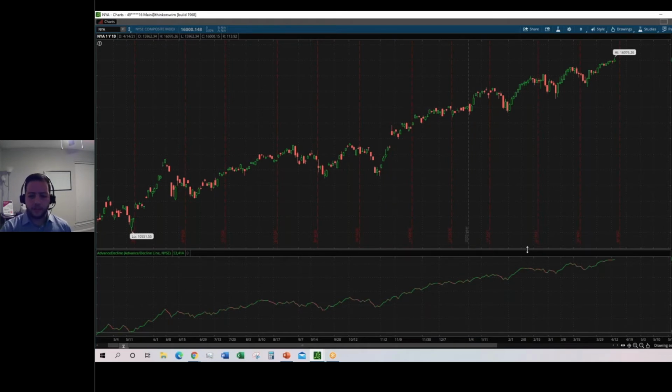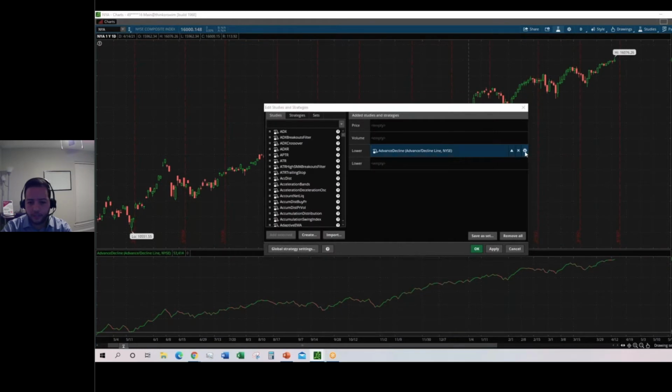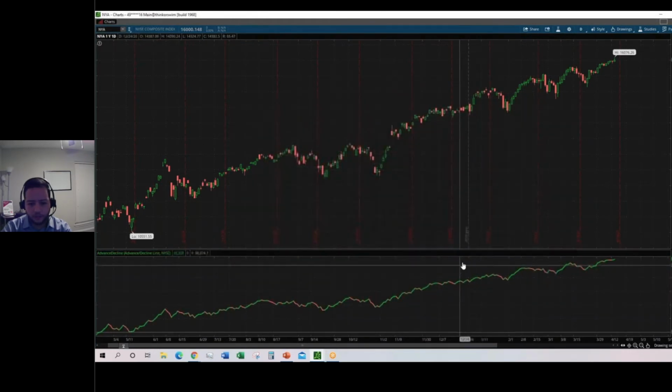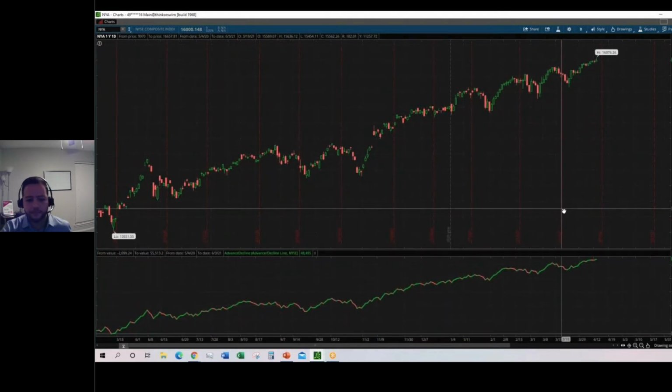And then you want to compare apples to apples. You don't want to plot the advanced decline or the breadth line for the NYSE and then look at the S&P 500 chart, because it might not be the same stocks, therefore it might not be the same behavior. In this case, we'll look apples to apples. And let's make this line a little bit thicker so it's easier on our eyes.